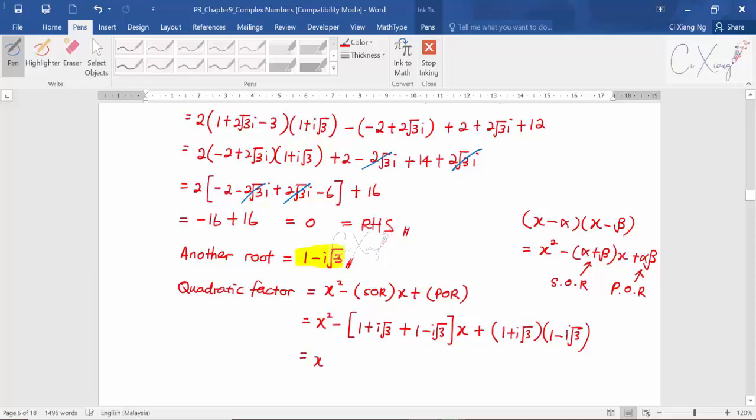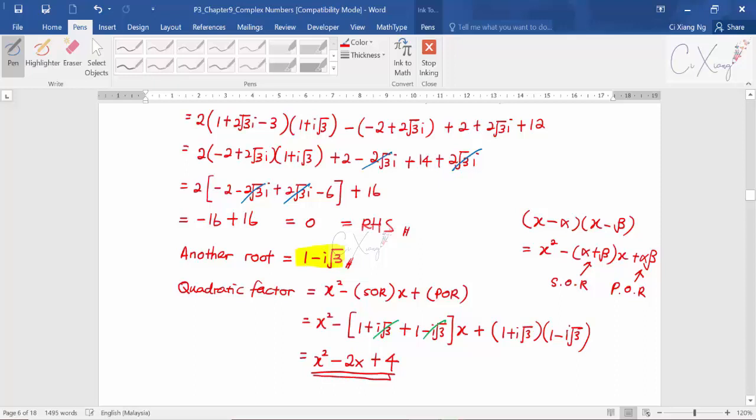You have x squared. Then realize that this and this will be cancelled off. Then you have negative 2x, then plus, if you expand this, you will realize that you are having 4, a plus 4. So this is your quadratic factor. You form the quadratic factor from the two roots given above.